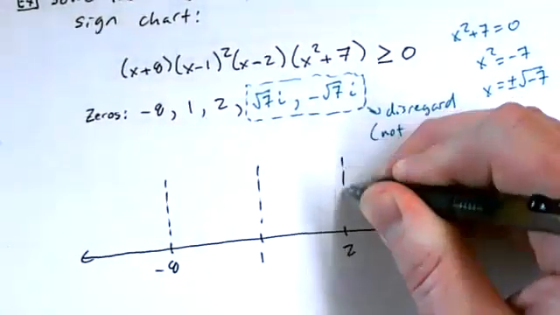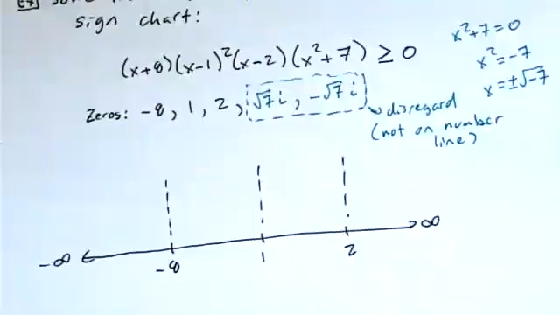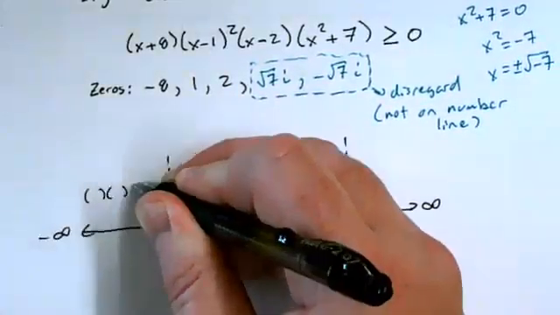We'll divide up our number line, -infinity and infinity. And let's go ahead and draw ourselves 4 factors in each of our regions.